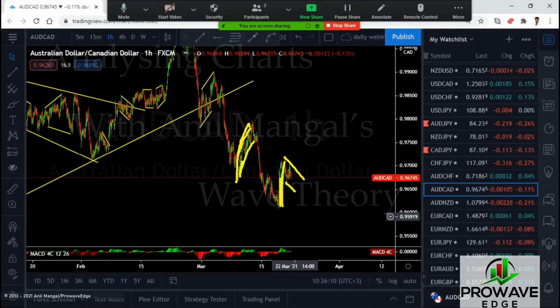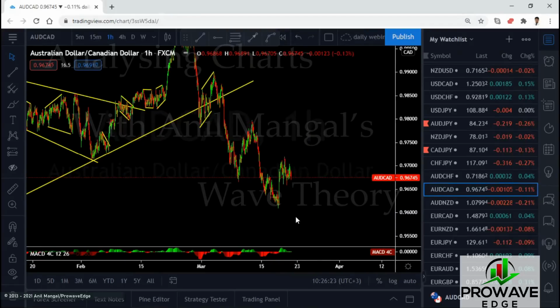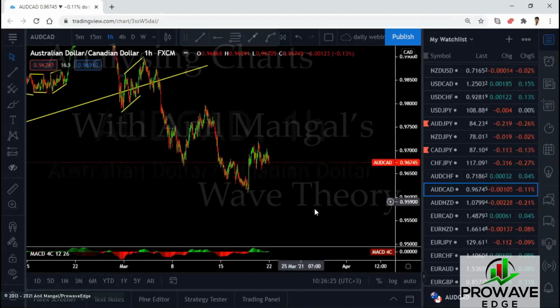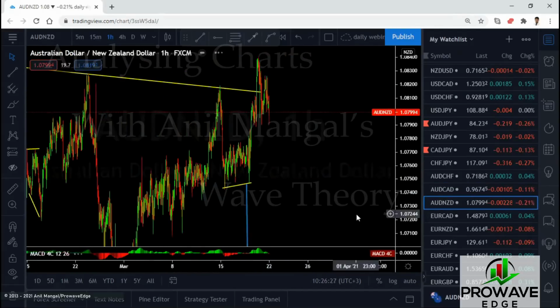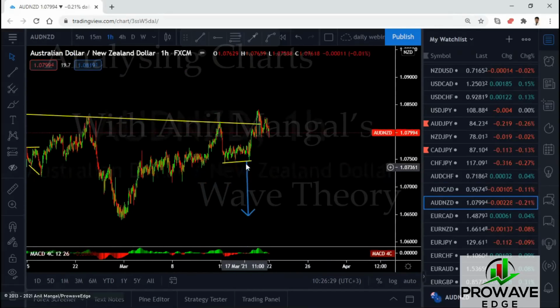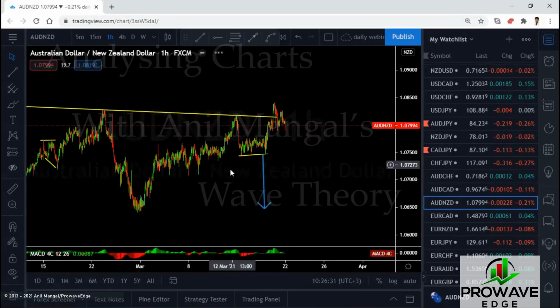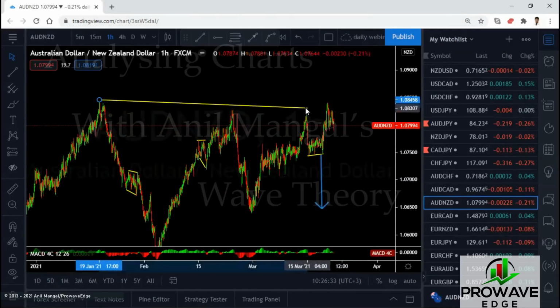So wait for this to give you a correction here, and then upside. So I don't think we should trade this to the downside anymore. Wait for the correction to finish, then upside. Aussie New Zealand, we were expecting this to break down. It went up, no problem. All that tells us is we're going to have a running flat.